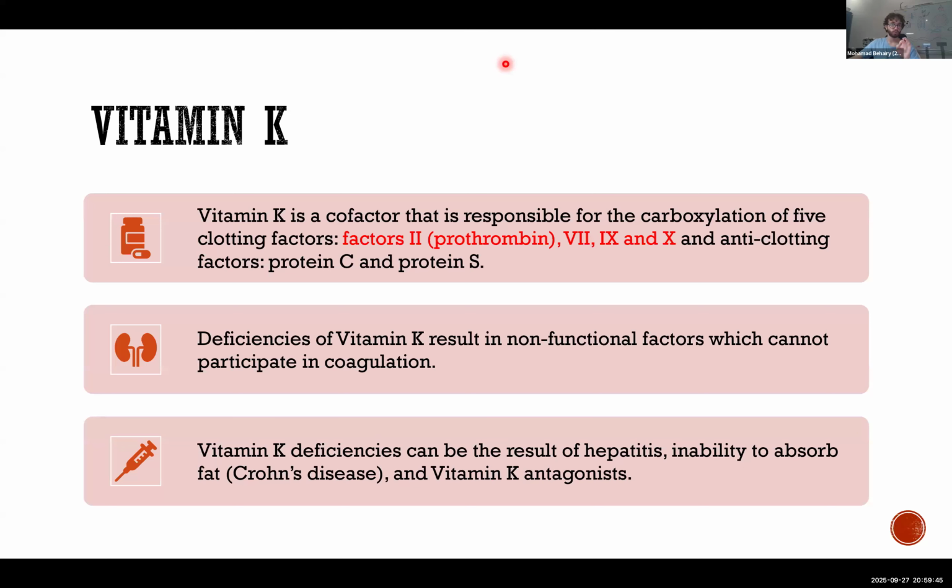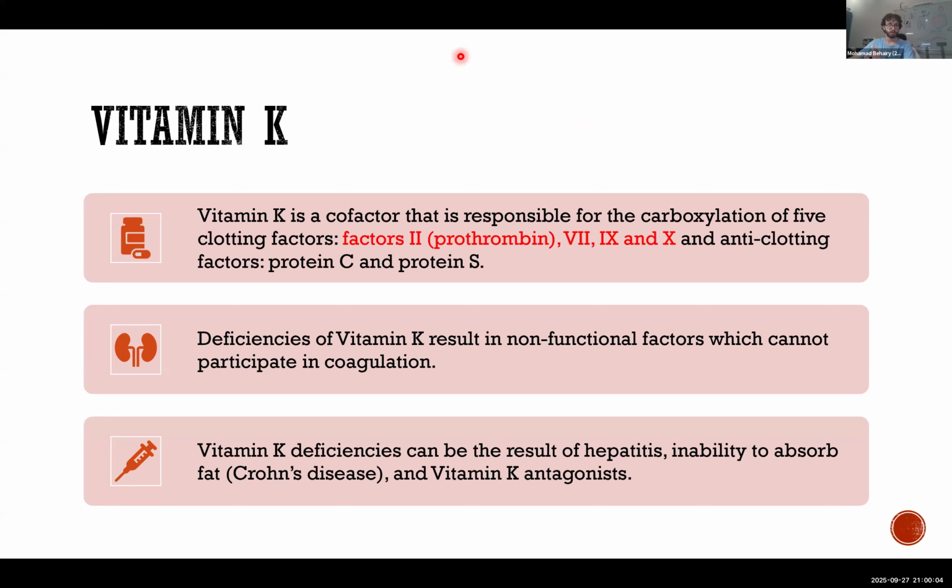I want you guys to memorize these factors like your names. Even if you notice, 2 and 10 are part of the common pathway, 7 extrinsic pathway, 9 intrinsic pathway. You have to memorize them. Vitamin K equals factors 2, 7, 9, 10.